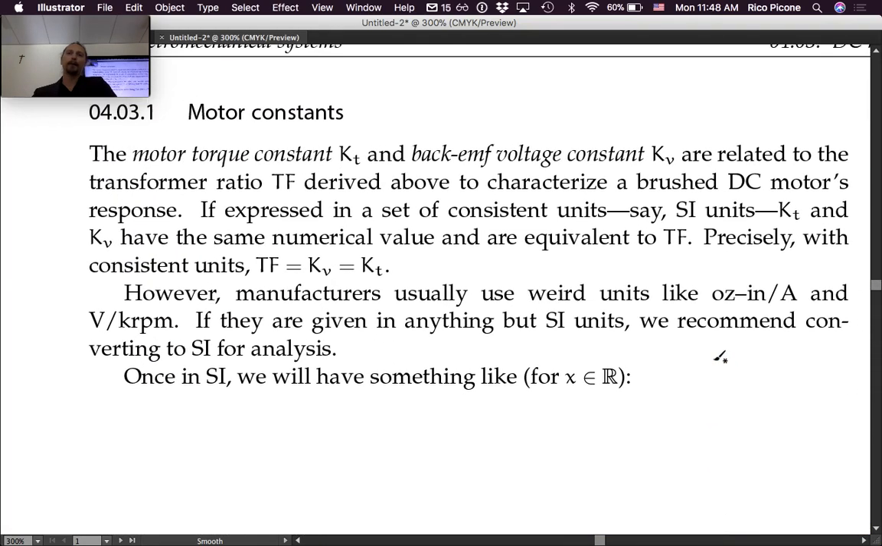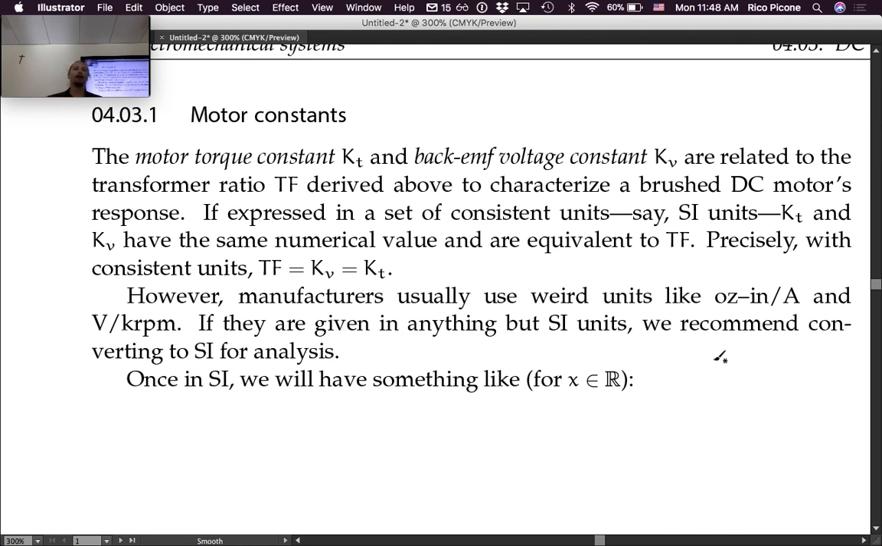So let's talk about motor constants. The motor torque constant, KT, and back EMF voltage constant, KV, are related to the transformer ratio, TF, derived above to characterize a brushed DC motor's response. If expressed in a set of consistent units, say SI units, KT and KV have the same numerical value and are equivalent to TF. So precisely stated, with consistent units, TF is equal to KV is equal to KT.